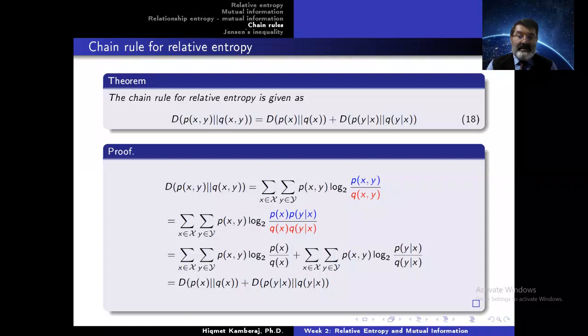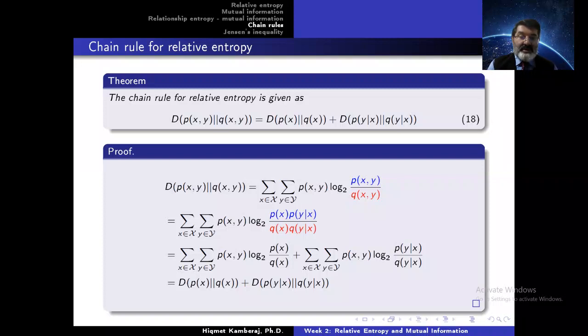Then on the third line, we split the log on the second line, with base 2 of this ratio of products, into two terms. One is p of x over q of x, times p of y given x over q of y given x. Then we can write this as a sum of two terms. The first term is a double sum over x and y of p of x and y, log with base 2 of p of x over q of x. And the second term is the double sum over x and y of p of x and y, log with base 2 of p of y given x over q of y given x.